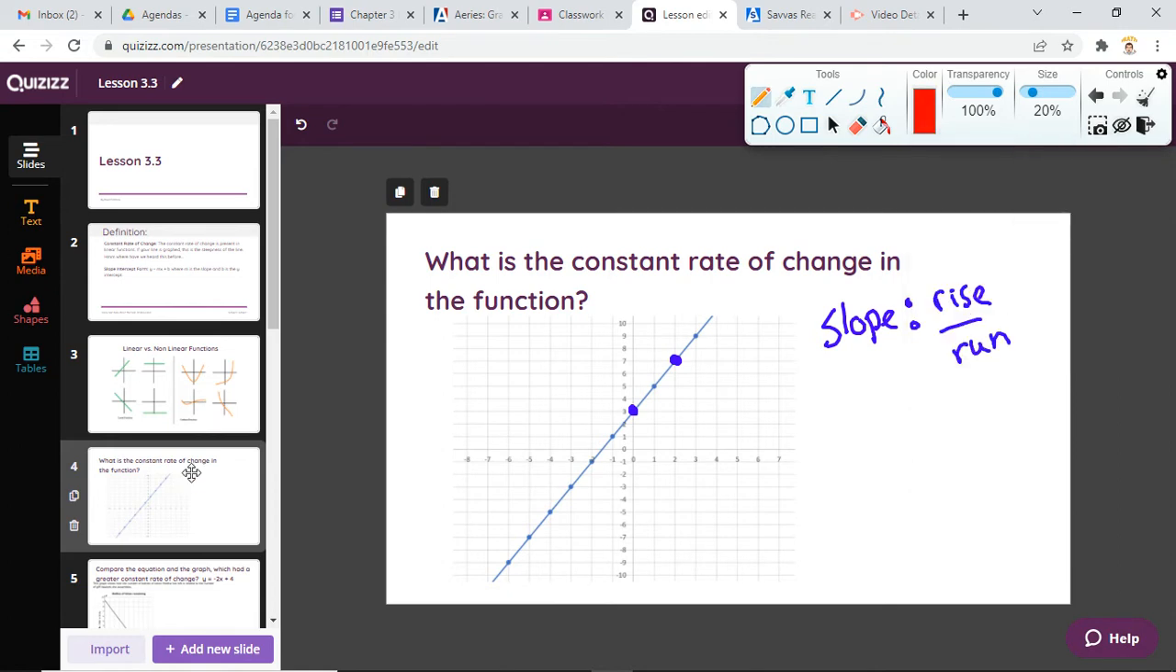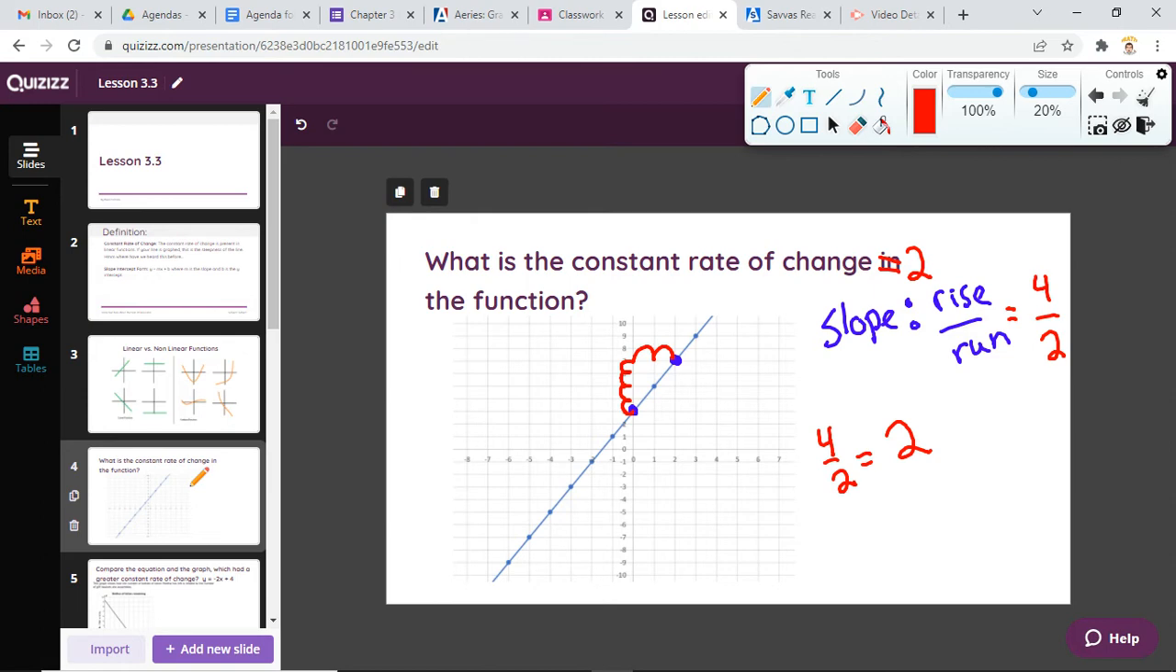Remember, it doesn't matter what 2 points you choose. You just have to choose 2 points. So I'm going up 1, 2, 3, 4 jumps, which means I need to replace my rise with 4. And I'm going over 1, 2 jumps, 4 over 2. So my slope is 4 over 2, or 4 divided by 2 is simply 2. So since my slope is 2, that means my constant rate of change is also equal to 2. My constant rate of change here is 2.